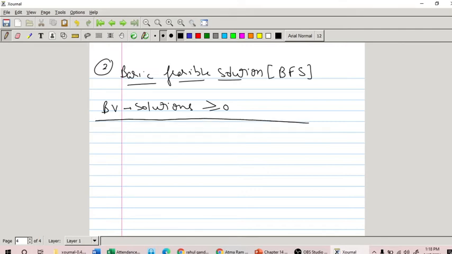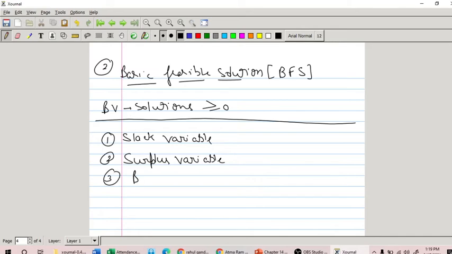So, we studied 4 concepts here. We talked about slack variable, we talked about surplus variable, we talked about basic solution, we talked about basic feasible solution. Now, let us move towards an example to further clarify on these 4 concepts.